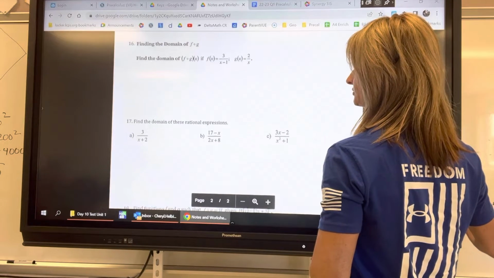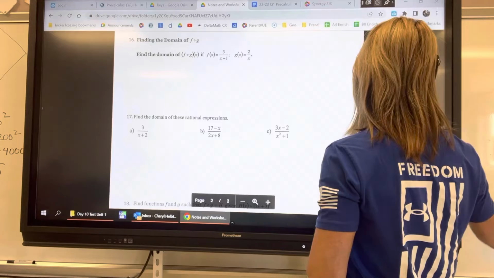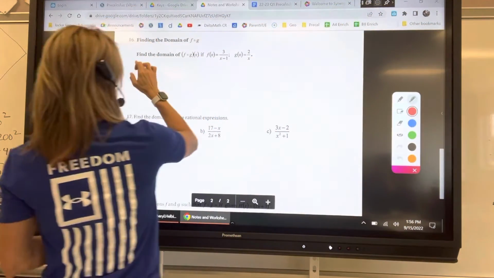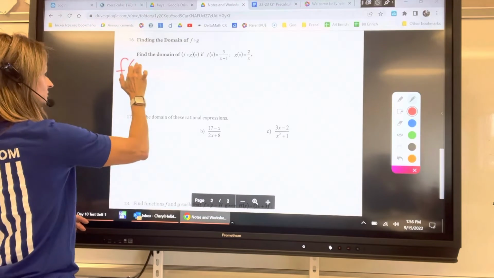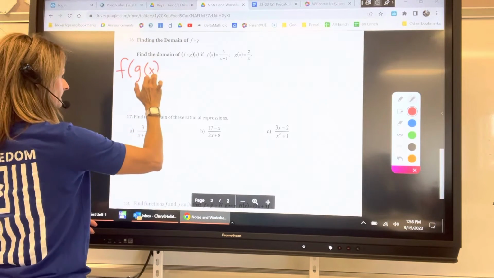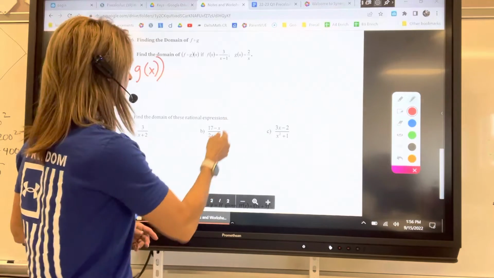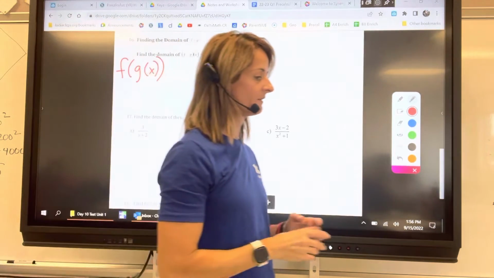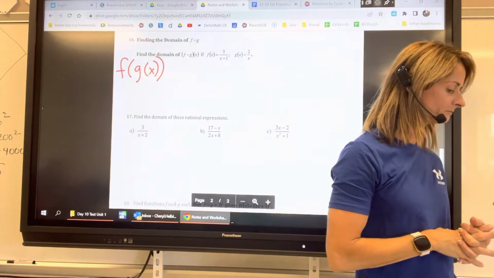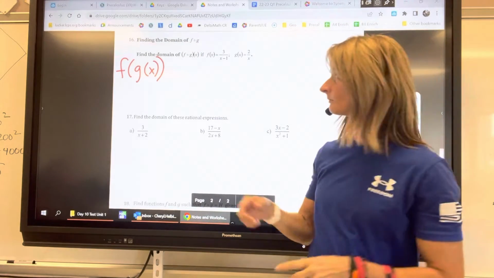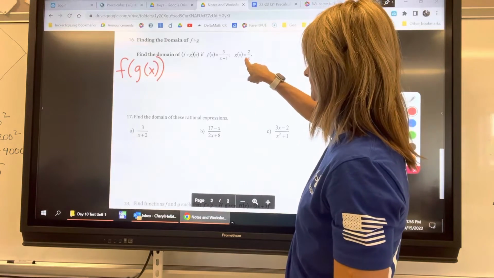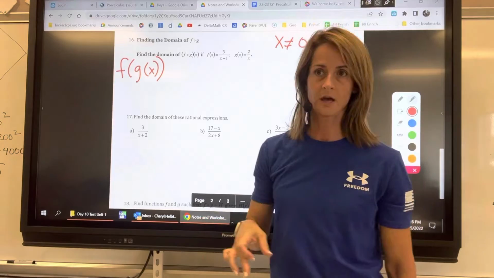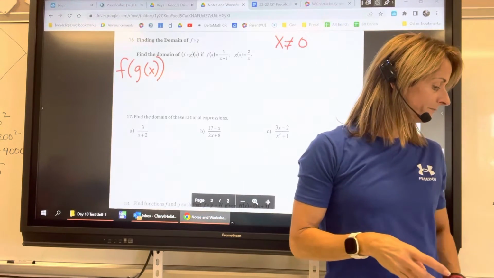Finding the domain of f of g. So now we've got two different functions here. So f of g of x. This is what we're looking for, the domain of f of g of x. Our input is our g of x. So right away, what do we know x can't be? What makes our input undefined? x cannot be 0.